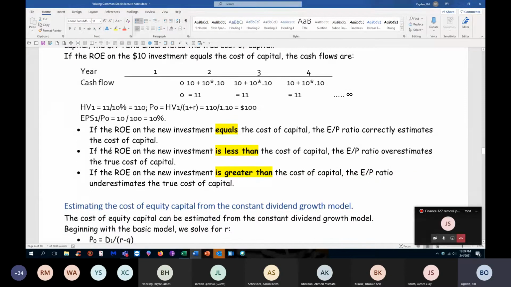So a quick summary: if the ROE on the new investment equals the cost of capital, then EP correctly estimates the cost of capital. If the ROE on the new investment is less than the cost of capital, the EP ratio overestimates the true cost of capital. If the ROE on the new investment is greater than the cost of capital, this is what you hope for, the EP ratio underestimates the true cost of capital. Right?